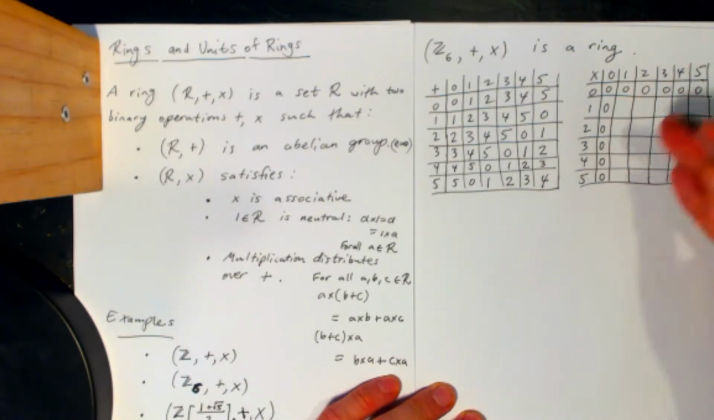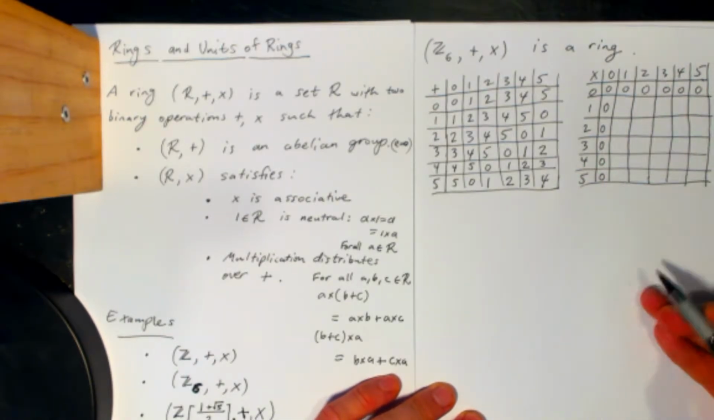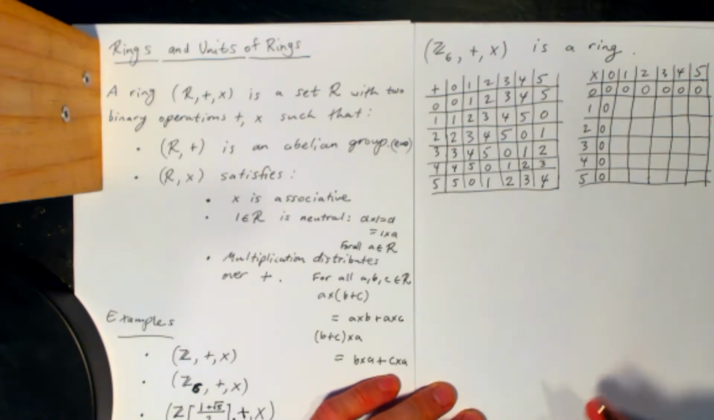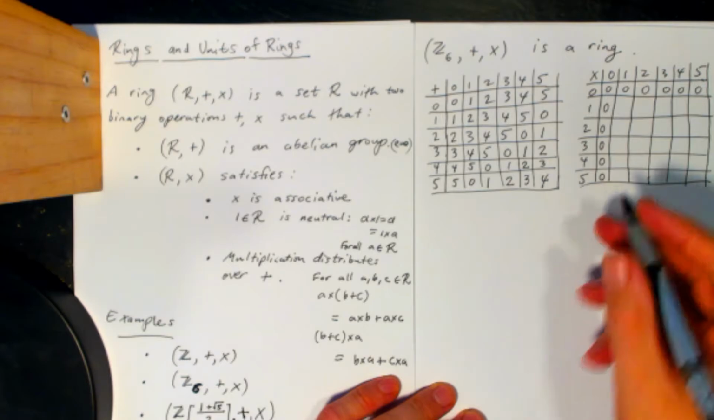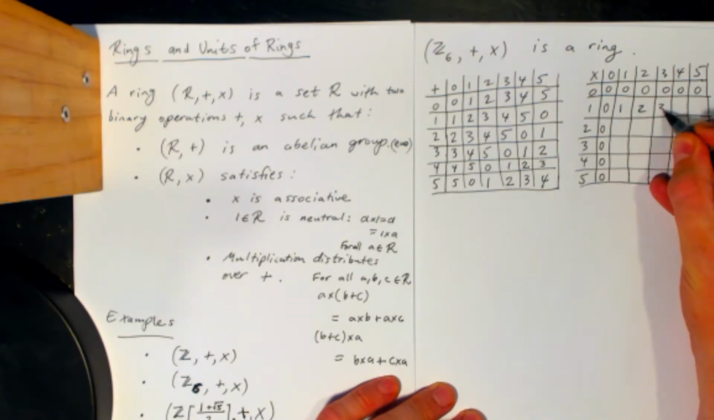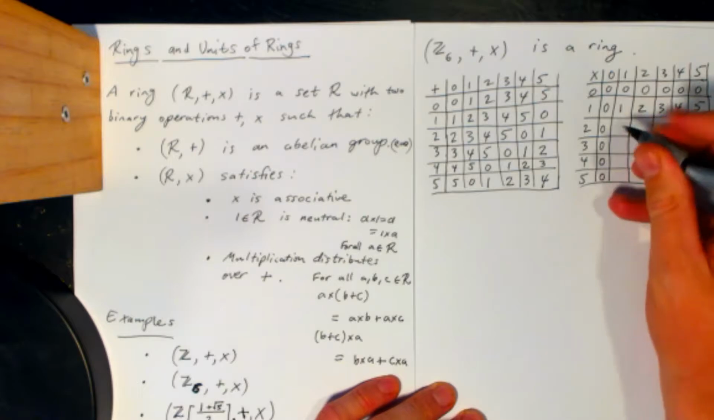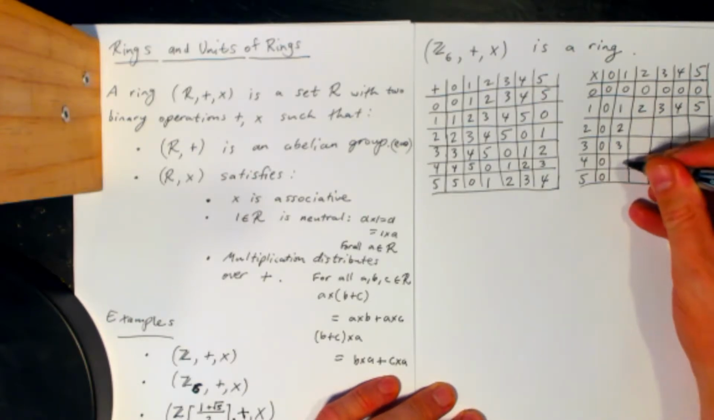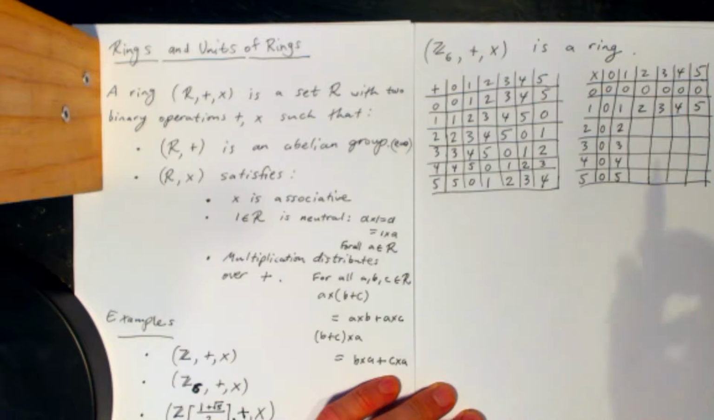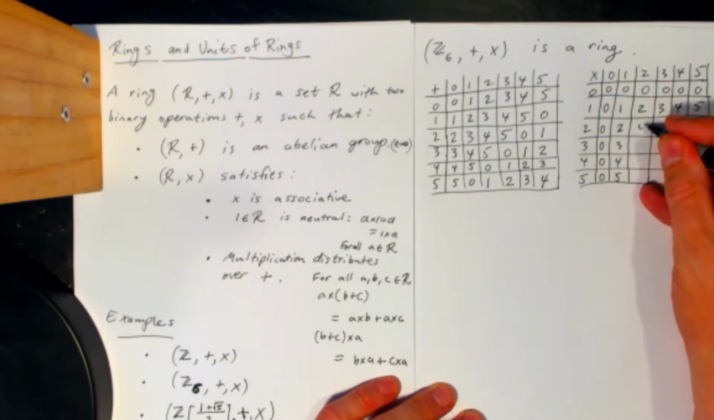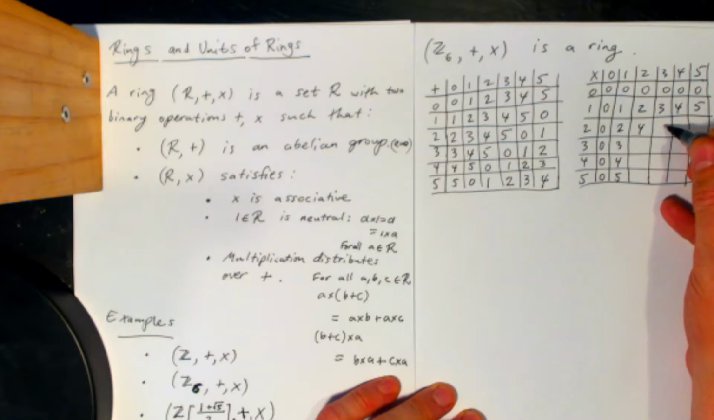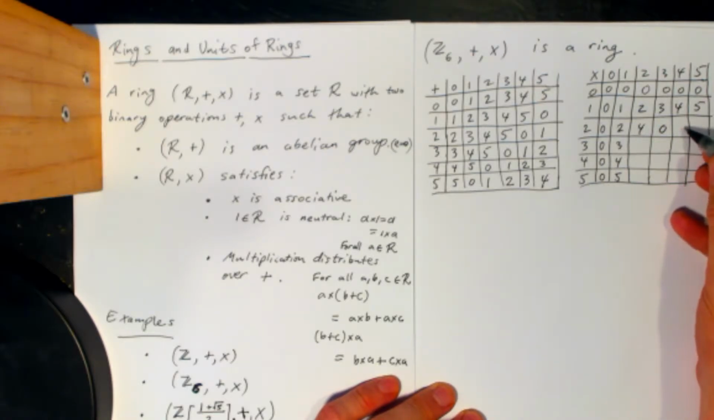And incidentally, this structure is going to be commutative because multiplication in integers is commutative, so it would follow that multiplication of remainders is commutative also. Okay, now 1 times all of these numbers is 1, 2, 3, 4, 5, and the same thing down the column. Okay, 2 times 2 is 4, 2 times 3 is 6, but that's 0. 2 times 4 is 8, that's 2, and 2 times 5 is 10, which reduces to 4.